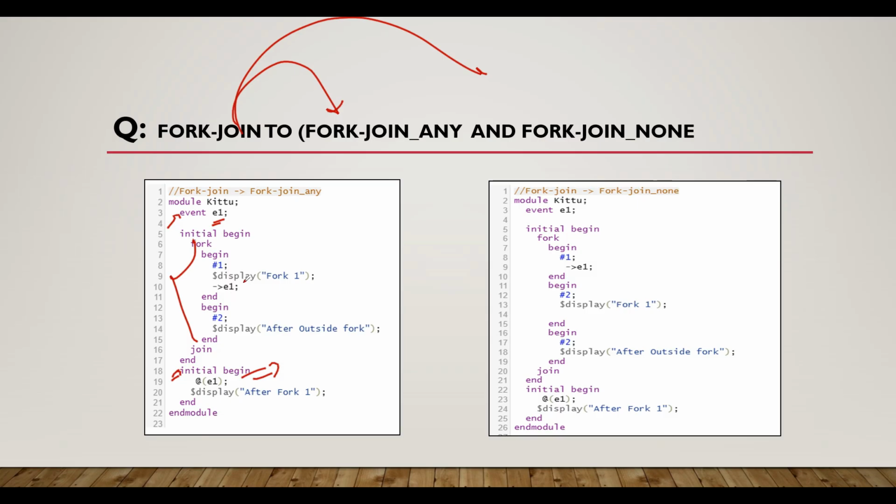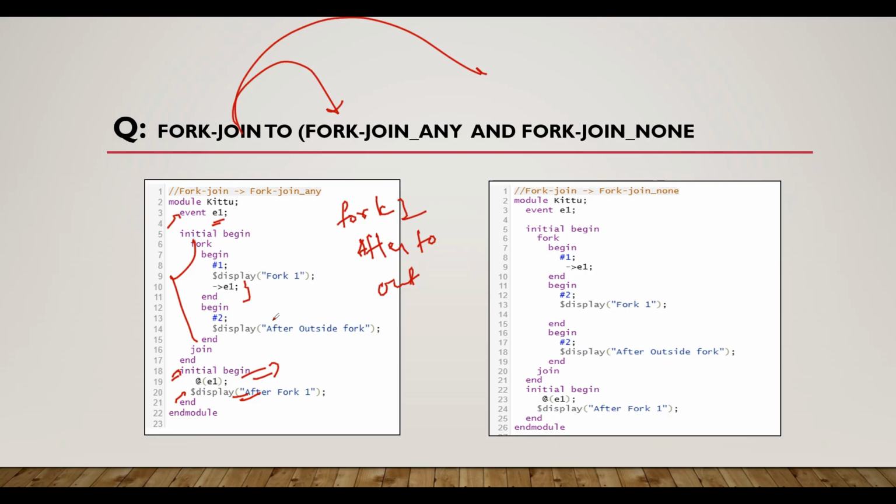So once the event is triggered, this will get executed. Here, first of all, after 1 unit of time you get fork 1, and after that your event is triggered. After fork 1, you will get the outside-fork statement. Okay, so here you can see that we are achieving the behavior of fork join any by using fork join. This way you can make your fork join behave as fork join any.